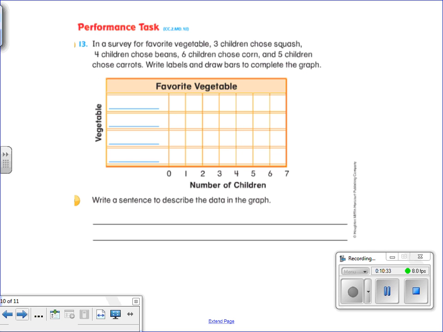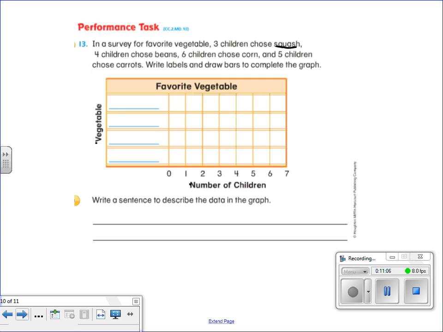In a survey for favorite vegetables, 3 children chose squash, 4 children chose beans, 6 children chose corn, and 5 children chose carrots. Write labels and draw bars to complete the graph. So actually the labels are done for you, number of children and vegetable. We need to name the categories here, and Luca asked if it has to be in the same order that it's given in the problem. It does not have to be, but it makes the most sense for you, and it probably will keep you very well organized if you follow the order.